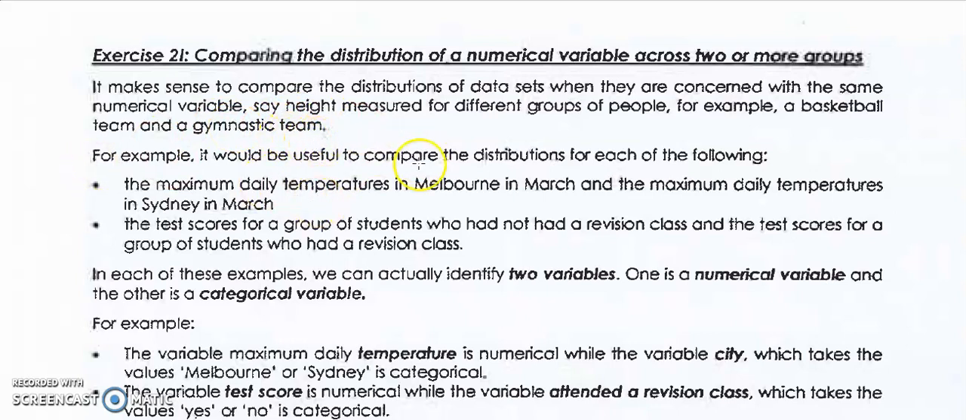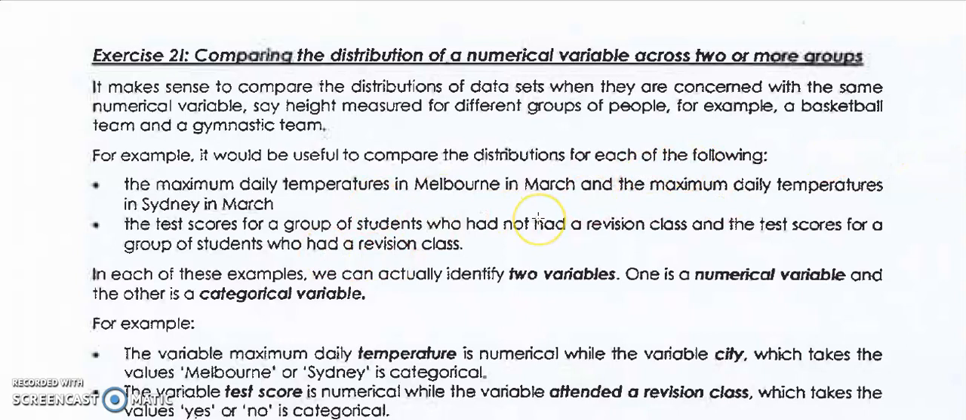So for example, it will be useful to compare the distributions for each of the following. These are just different examples. The maximum daily temperatures in Melbourne in March and the maximum daily temperatures in Sydney in March. Obviously, them two could be different, but we need data to make that conclusion. Or maybe we can look at the test scores for a group of students who had not had a revision class and test scores for a group of students who had a revision class. Again, it's safe to make an assumption that there will be some type of shift or change or variability between the two groups, revision and not revision. We need data to back this up.